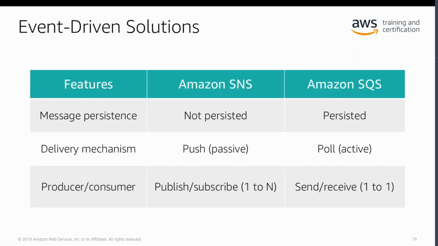So in SQS, messages are persisted in the queue itself. We can persist messages in the queue until someone goes and reads the message and deletes it. SNS is basically a passive method of pushing out a message to a group of topic subscribers. Whoever subscribes to the topic is going to get the message, and we can send that out to many different consumers in many different consumer types.